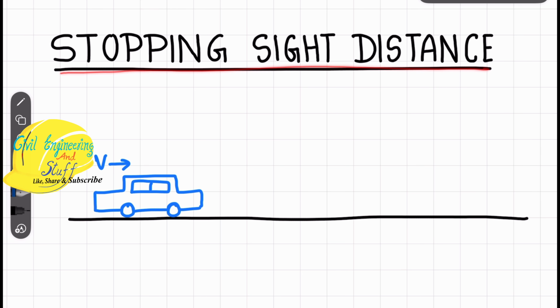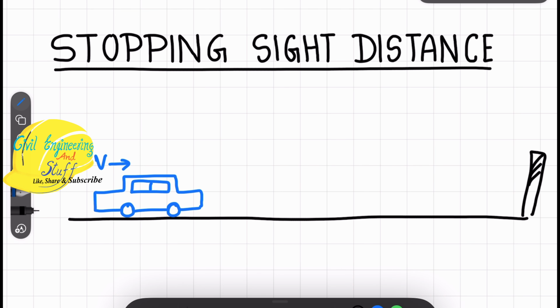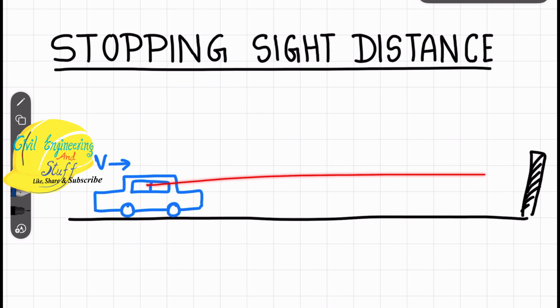We had a discussion on what stopping sight distance is. That is when a vehicle is moving with the design speed v, and this vehicle sees any obstruction. Definitely the driver will observe this obstruction, and then react to it, and then apply the brake.